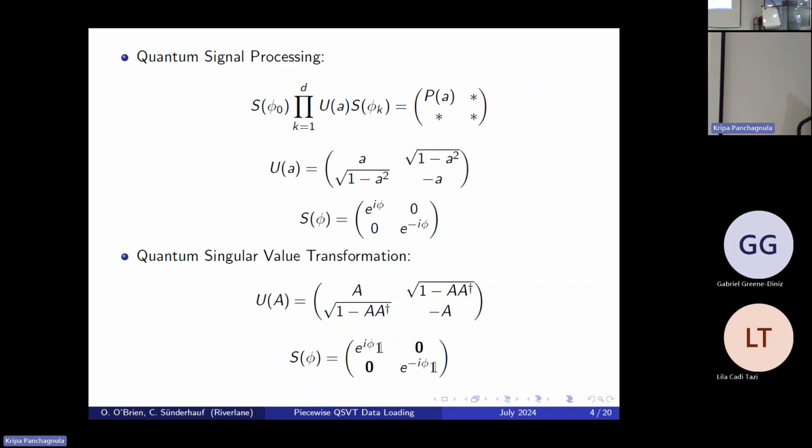So in a quantum computer, we'd be applying this to a single qubit, and it's going to look something like: I apply S with some phi 0, then I apply U, then I apply S with some phi 1, and so on and so forth. You can prove that this gives you a polynomial transformation of the top left entry of U.